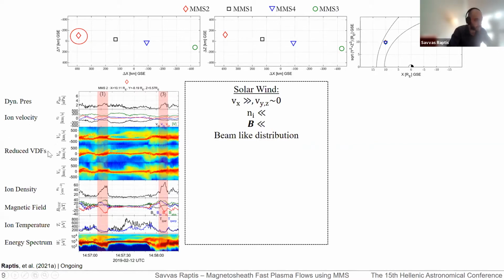Here you see the reduced velocity distribution functions in the x, y, z coordinates, the density, the magnetic field, the ion temperature, and the energy spectrum. So you can see already from the data and also from the very characteristic beam-like distribution that we are in the solar wind environment in this case.